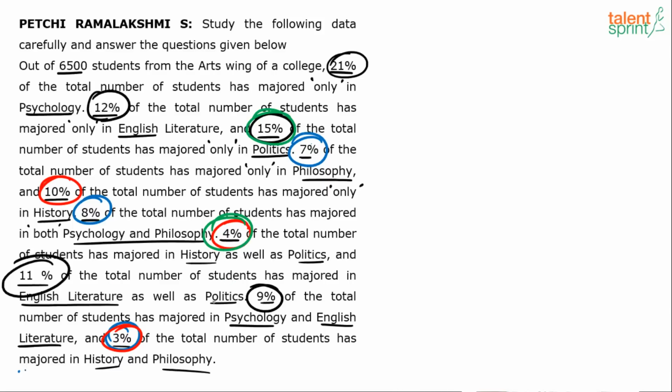And then this is English. This 11% will be counted in politics. English and politics. 9% is psychology, English. 3% is history, philosophy. So what are the politics numbers? 15 is only politics. 4 is a combination of politics. 11 is a combination of politics. So 15 plus 4 plus 11. 15 plus 4, 19. 19 plus 11, 30.